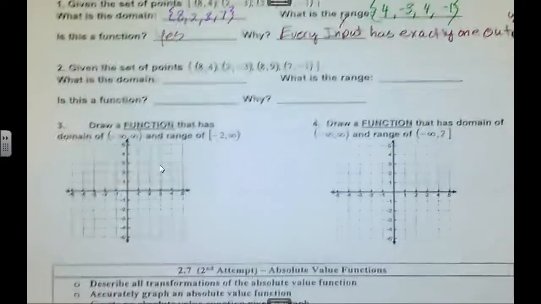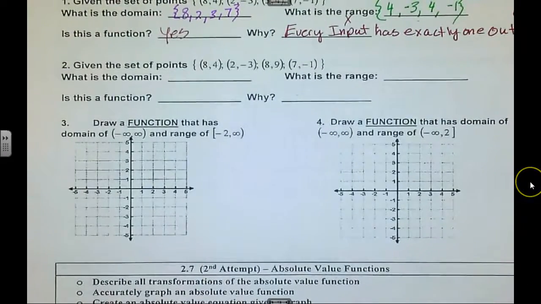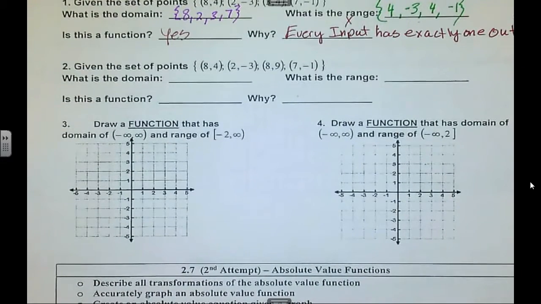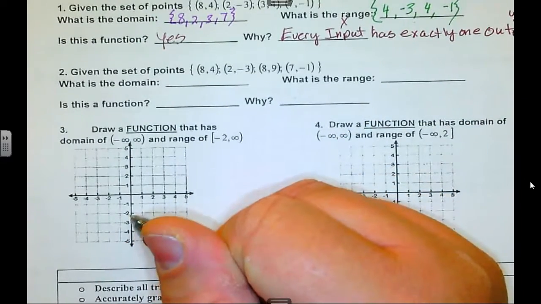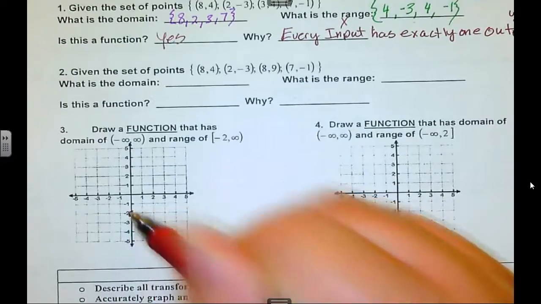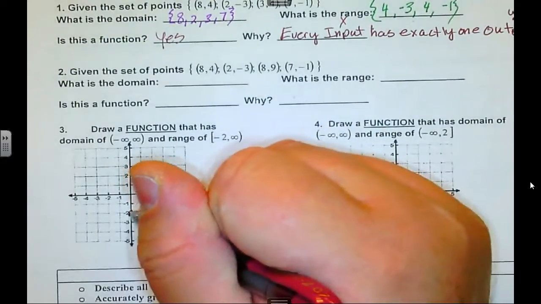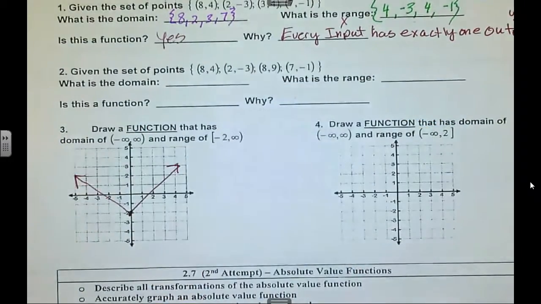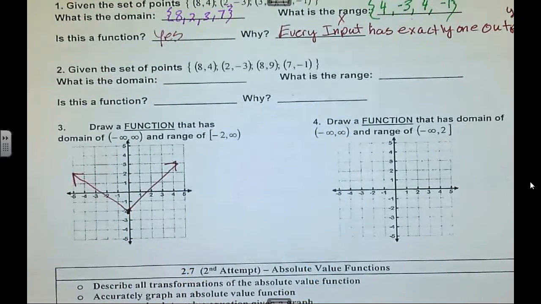All right, number 3, draw a function that has a domain negative infinity to infinity and the range of -2 and infinity. Since we've been doing a lot of absolute value functions, there's -2 on my y-axis, right? Very easy. Just draw an absolute value function at -2 going to positive infinity.